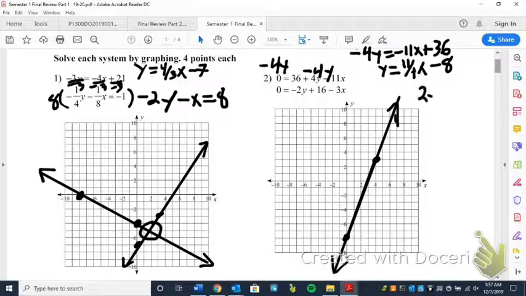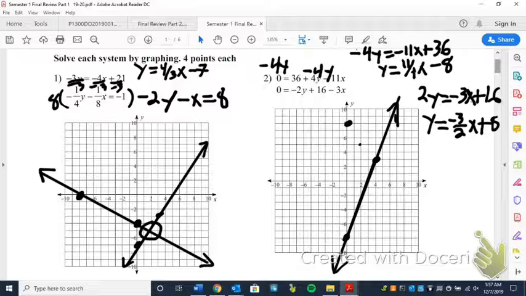Do the same thing for the bottom one. I'm going to add 2y to both sides. I get 2y equals negative 3x plus 16. Divide both sides by 2, and I get y equals negative 3/2 x plus 8. Graph that, and there I go. Again, they don't quite meet up exactly on a point. It's kind of a half line. Now I could guess at what they are, but if this comes up, if it's something like that, just go ahead and circle it if it's not on an actual point.